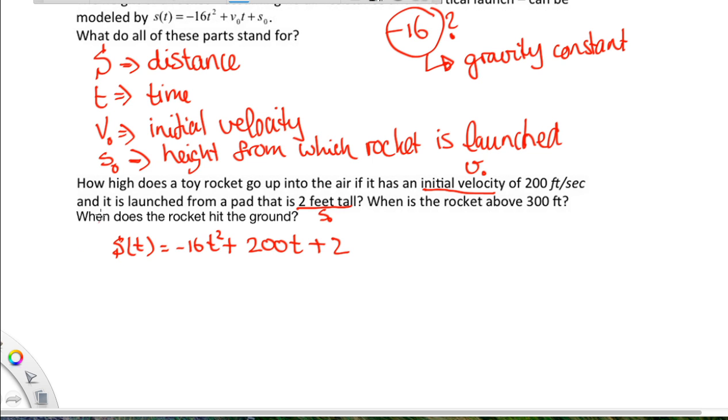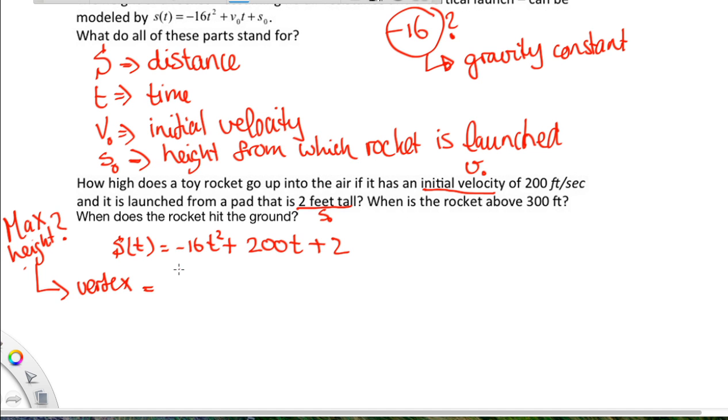Now let's see, what does it say? How high does the rocket go up into the air? Well, another way that I could have asked that is, what is the maximum height that the rocket will go? Well, that is a maximum, that's a vertex question. So let's find the vertex and see what happens.